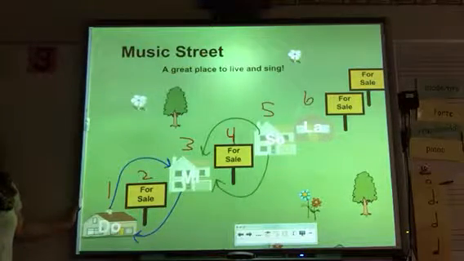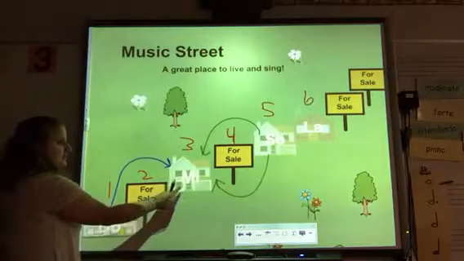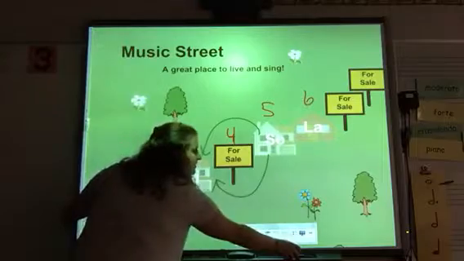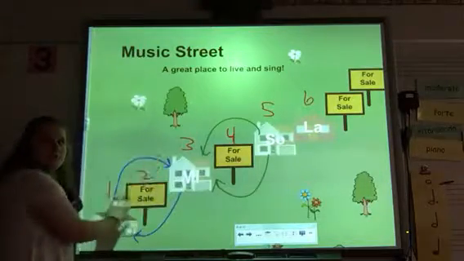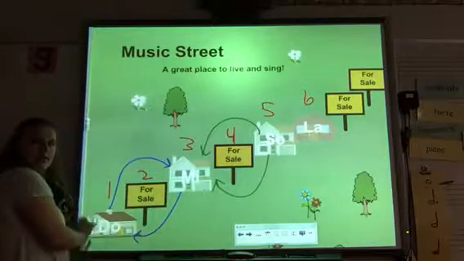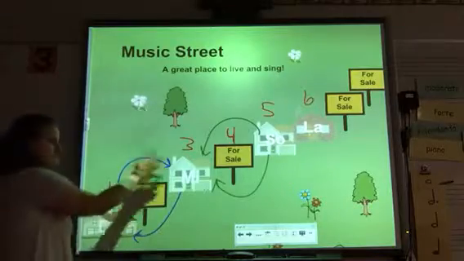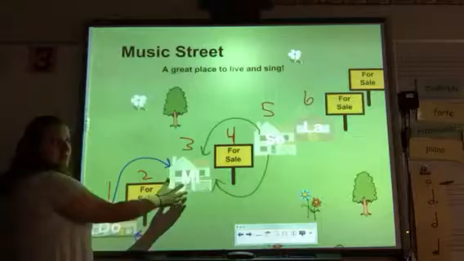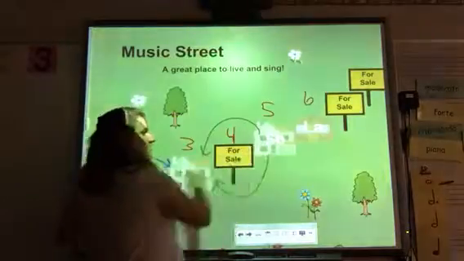Do and mi are a skip apart, and you know mi and so are a skip apart. So that'll become important to us when we start putting these on the staff. So just always remember, do to mi is a skip, mi to so is a skip, 1 to 3 is a skip, 3 to 5 is a skip.